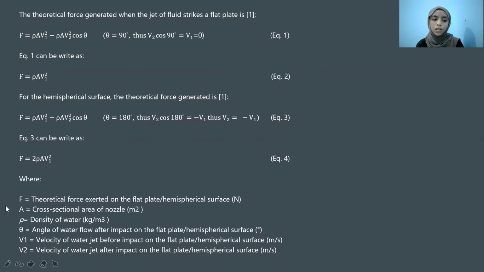Okay, where F is the theoretical force exerted on the flat plate or the hemispherical surface. The unit is Newton. And A is the cross-sectional area of the nozzle. The unit is m to the power of 2. And rho is the density of water, the unit is kg per meter cube. And theta is the angle of water flow after impact of the flat plate or hemispherical surface. V1 is the velocity of water jet before the impact, and V2 is the velocity of water jet after the impact.